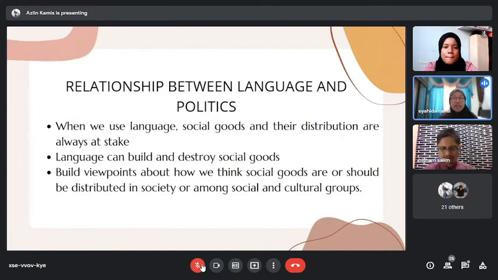Okay, so at the end, I wanted to conclude that language and politics are related to each other, because when we use language, social goods and their distribution are always at stake, and we can use language to build and destroy social good. Build here means that you can stand for your social good, for example, what you want and what you value, and also you can use language to destroy the social good, like to deprive others of social goods. And also, the most important thing is that using language, we can build viewpoints about how we think social goods are or should be distributed in society or among social and cultural groups. That's all from me. I will pass the presentation to Alia.